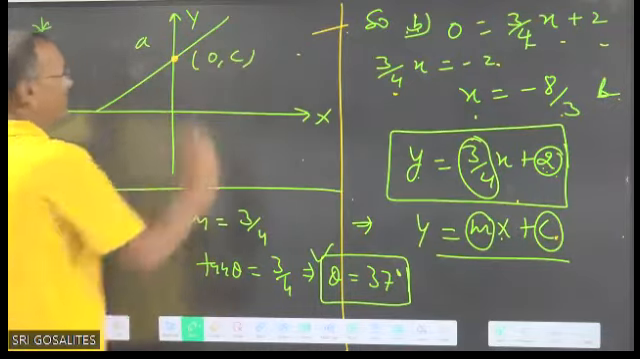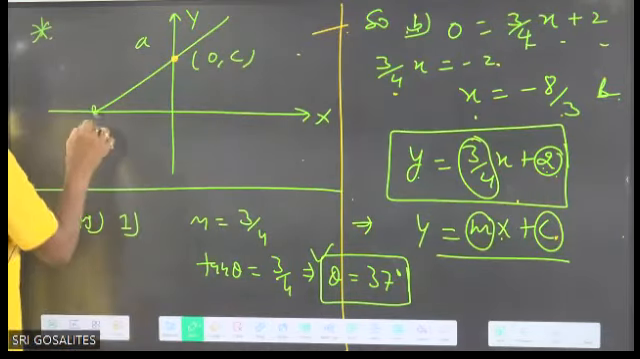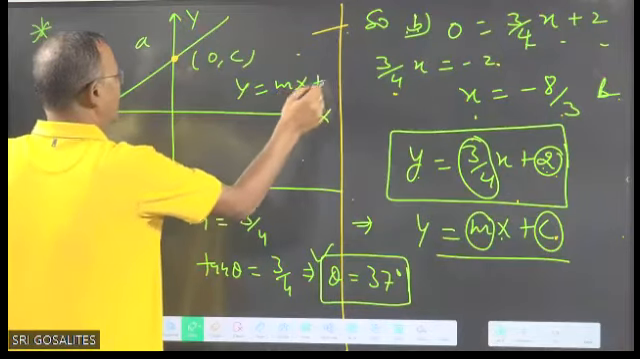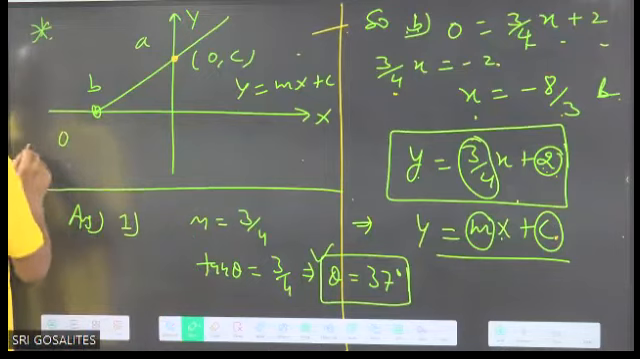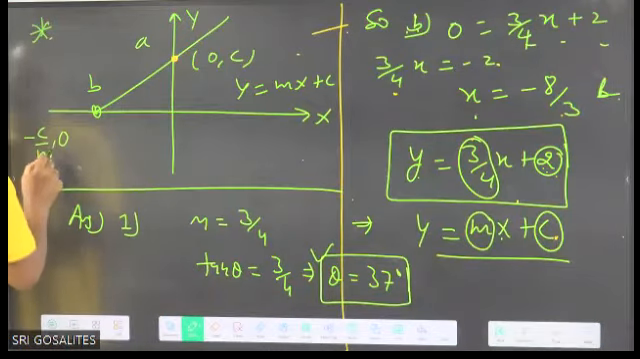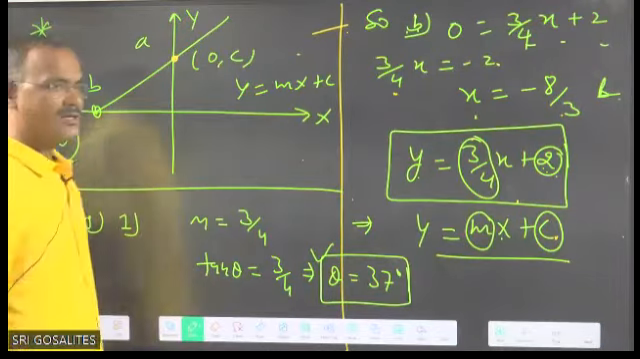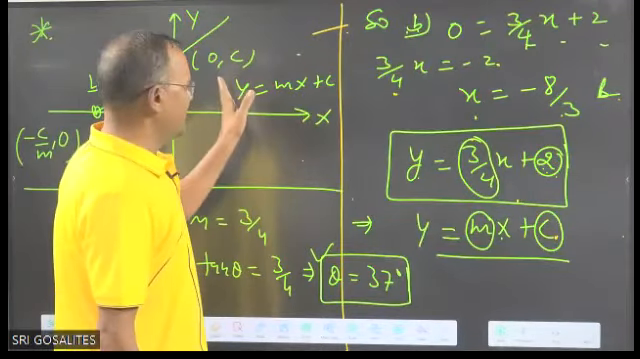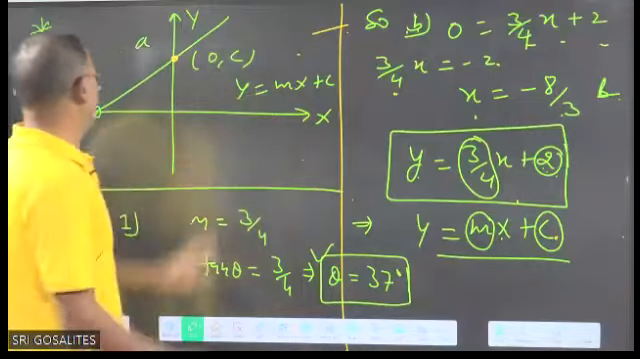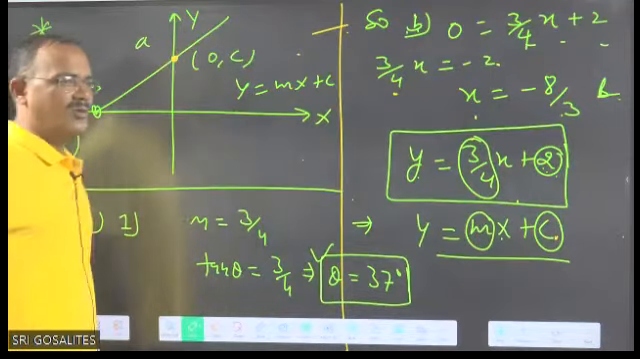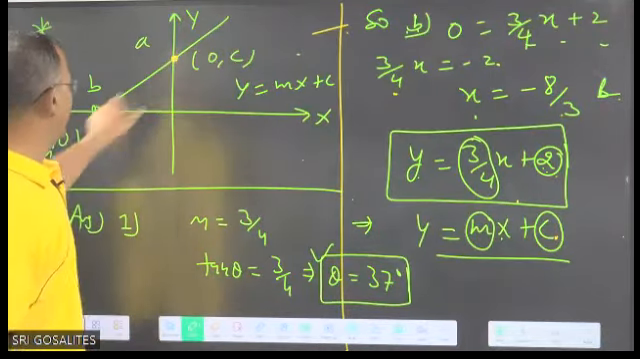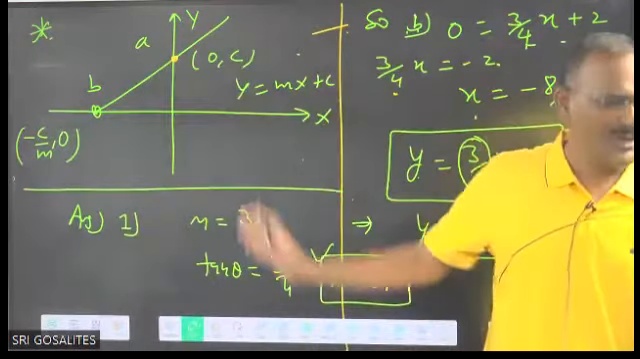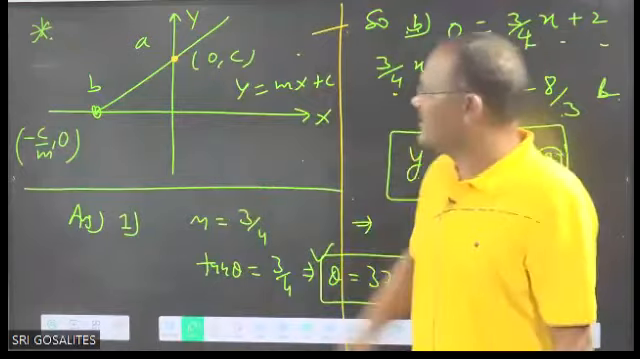Its coordinates are (0, c). This is B. For a line y = mx + c, what do you have to do? Minus c by m, comma 0, directly. Why? Because on the x-axis y is 0. C, you take this side, minus c, so it's minus c by m. Directly you can conclude, for any line, these are the points where the line will cut the x and y axis respectively. Come on, make a star.